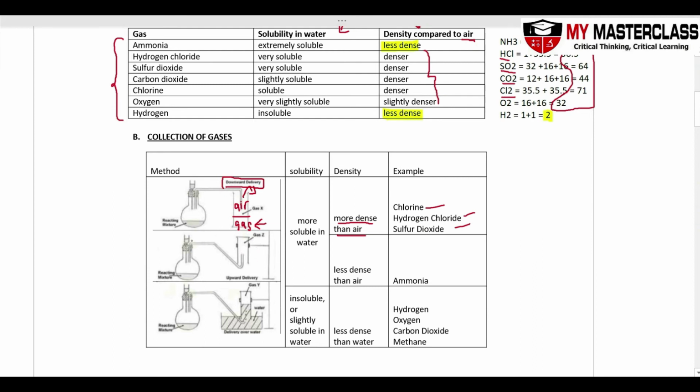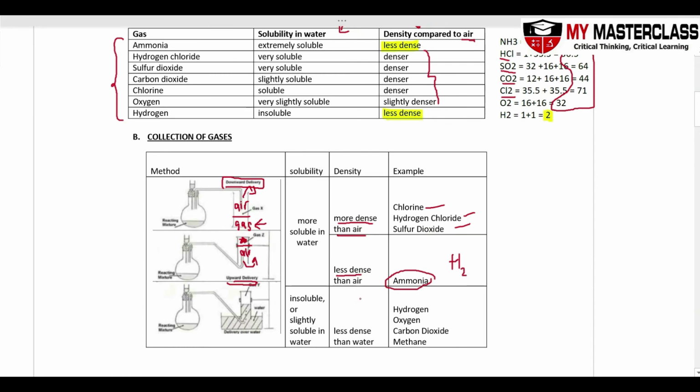The opposite is true for upward delivery. In upward delivery, the gas is collected on top, and the air is displaced at this part. So the gas must be less dense than air. We have ammonia and hydrogen gas as well.